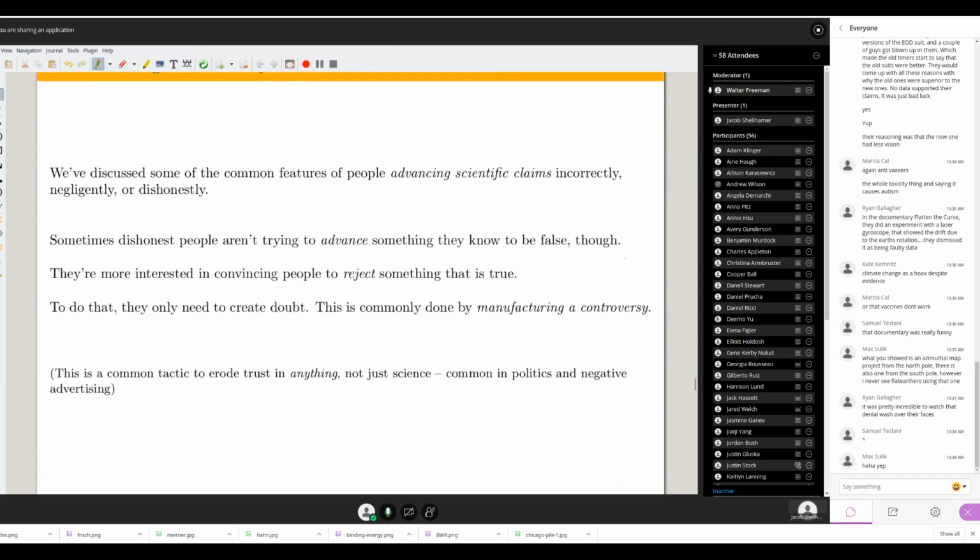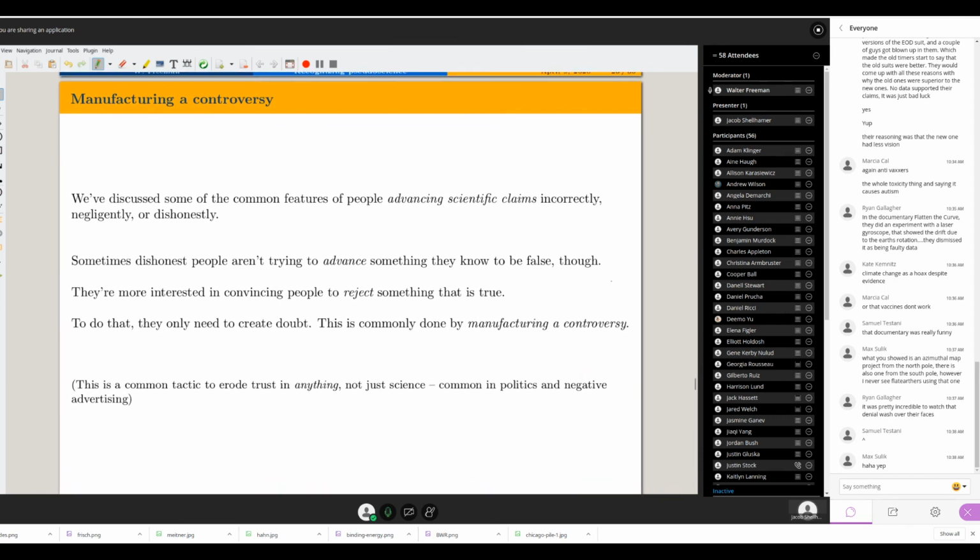We see it not just in science, we see it in politics, we see it in negative advertising. If I'm trying to sell Coke, maybe I don't have to convince people to buy Coke, I just have to convince them to not buy Pepsi. If I'm trying to sell you a car of one brand and there's only one other brand of car, all I've got to do is convince you that that other brand of car is not safe.